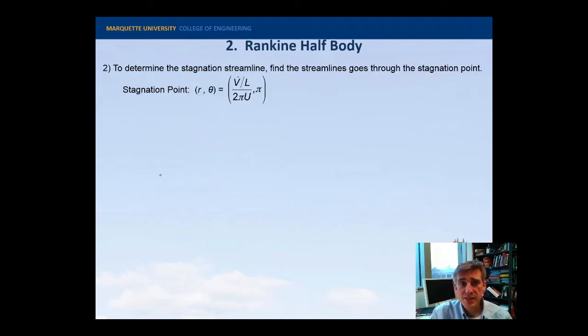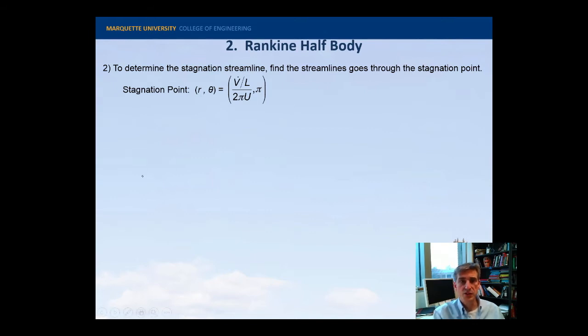All right, so now we can determine the standoff or the stagnation location. Or we just determined the stagnation location. And so the next question was to determine the stagnation streamline. The stagnation streamline is the streamline that passes through this stagnation point.